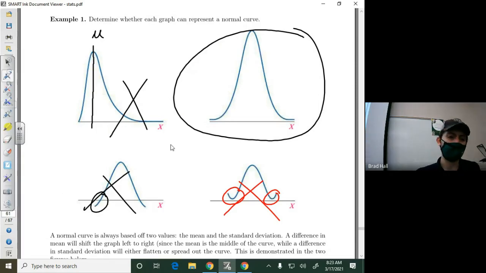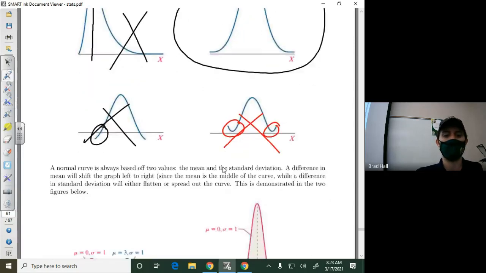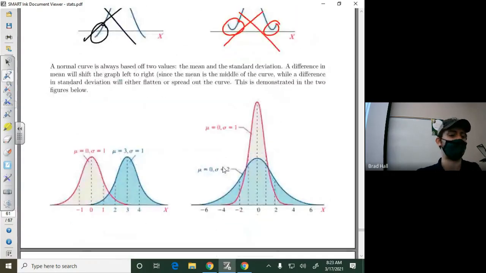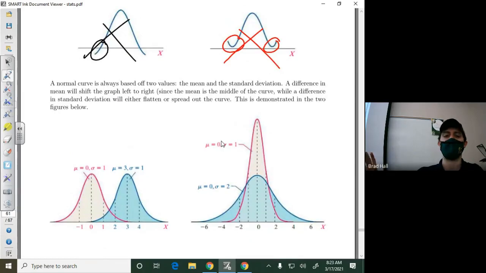So let's go ahead and scroll down a little bit more to another diagram. Again, this section is a ton of terminology. It's just a bunch of terminology to help us prepare for the next section. A normal curve is always based off of two values, the mean and the standard deviation, which we'll see actually in the next example in this section. So a normal curve is based off of the mean and the standard deviation.